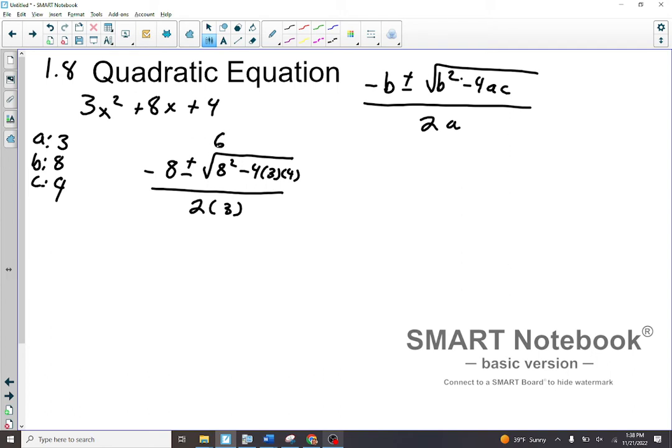So then 64 minus 4 times 3 times 4, 12 times 4, 48. So that is going to be negative 8 plus or minus the square root of 16, over 6. You can just leave that or you can simplify that. Because the square root of 16 is a clean number, it's negative 8 plus or minus 4, over 6.